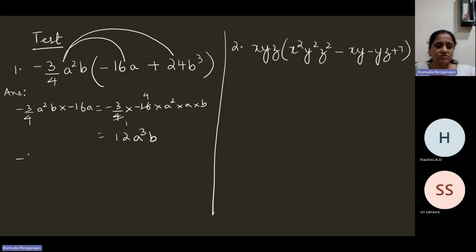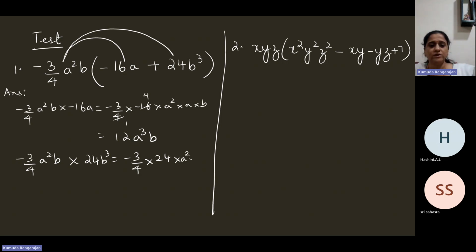Now multiply minus 3 by 4 a squared b and 24b cubed, the second term. So how do you multiply? Minus 3 by 4 into 24. Multiply the numbers. And then a squared into b cubed. So 4 ones are 4, 4 sixes are 24. So minus 18. And then a squared as it is. B into b cubed, 1 plus 3. B means b to the power 1. 1 plus 3 is 4.